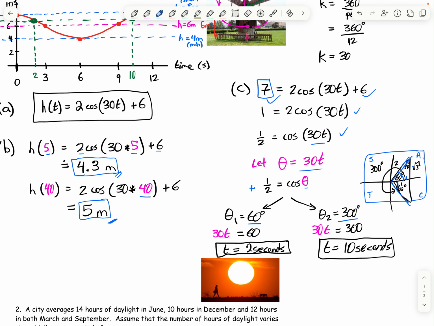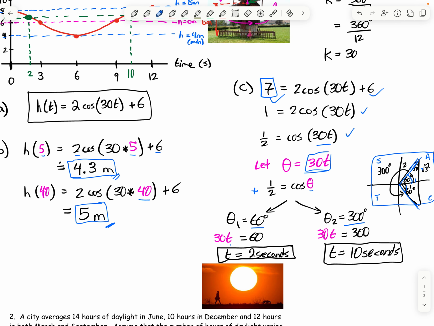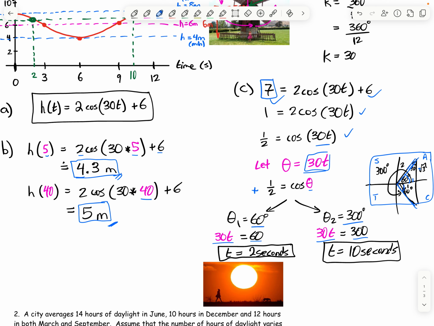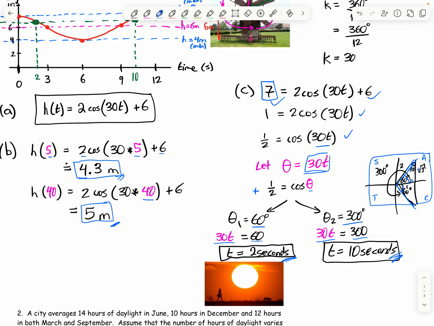That's not our answer, because remember, we made that shift. So now you can replace theta with 30t again. So 30t is equal to 60. Here 30t is equal to 300. Now you can solve for t. So t is equal to 2 seconds, and then t is equal to 10 seconds here.